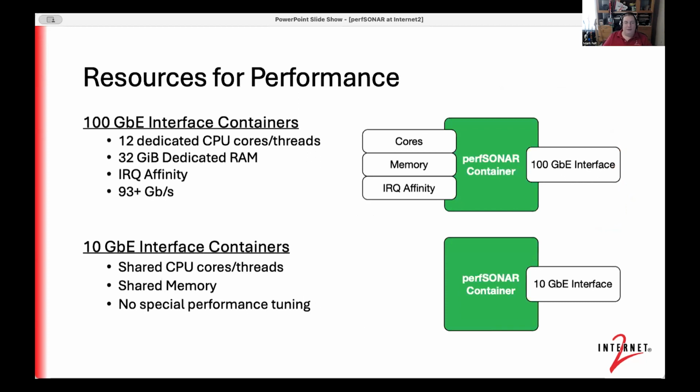What we do to make these things perform, the 100 gig containers each get 12 cores, 32 gigs of dedicated memory, and we do some tuning of IRQ affinity and a few other things on the host system to make them perform as best we can. In the lab, we were getting pretty well north of 93 gigabits per second out of them, so we were reasonably happy with that. The 10 gig interface containers are pretty much scavengers.